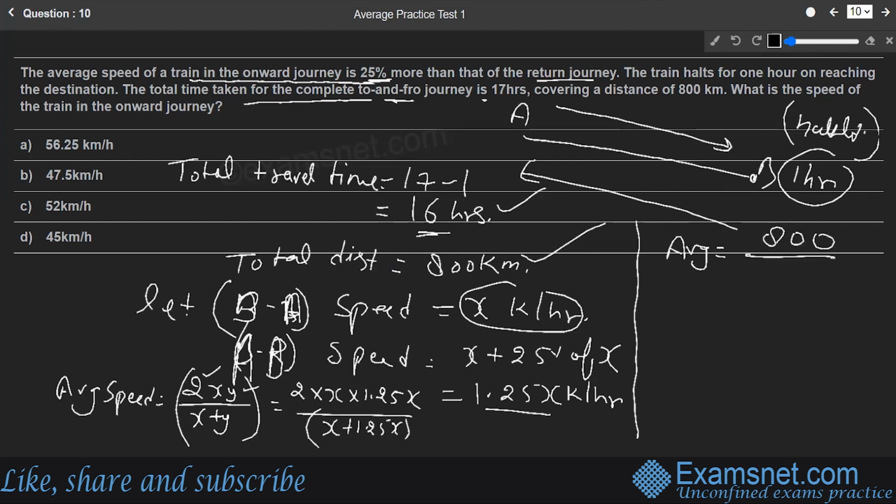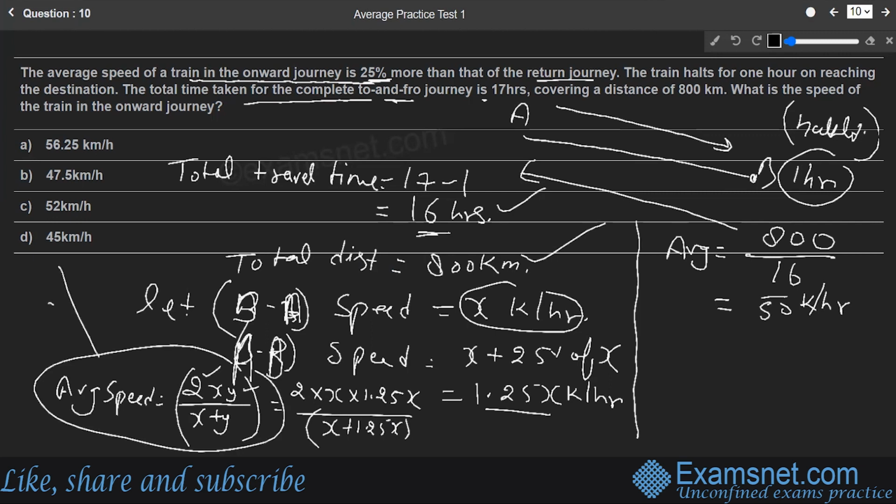So 800 divided by 16, that is the average speed, which comes out to be 50 kilometer per hour. This 50 kilometer per hour can be equated to the average speed calculated using x, that is 2xy over x plus y, which is nothing but 2 into 1.25 into x square divided by x plus 1.25x, which is 2.25x. Okay, this is equal to 50. So we are supposed to solve this equation for x to get the value of x.